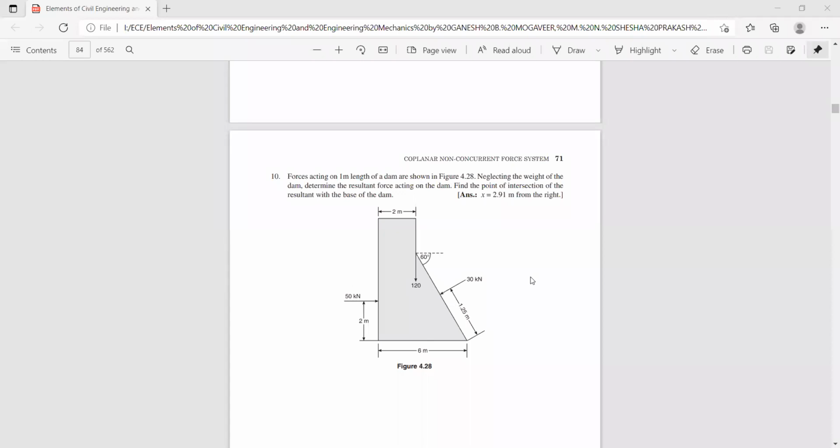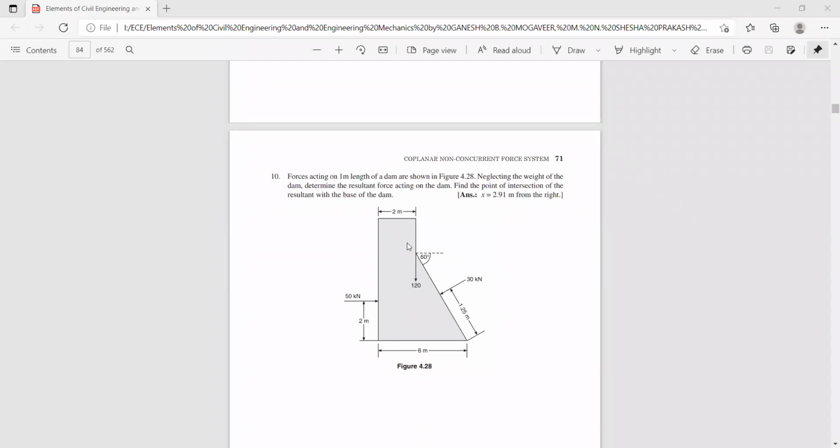Now here, forces acting on 1 meter length of a dam are shown in figure. Neglecting the weight of the dam, determine the resultant force acting on the dam. Find the point of intersection of the resultant with the base of the dam. Now this is the given figure.